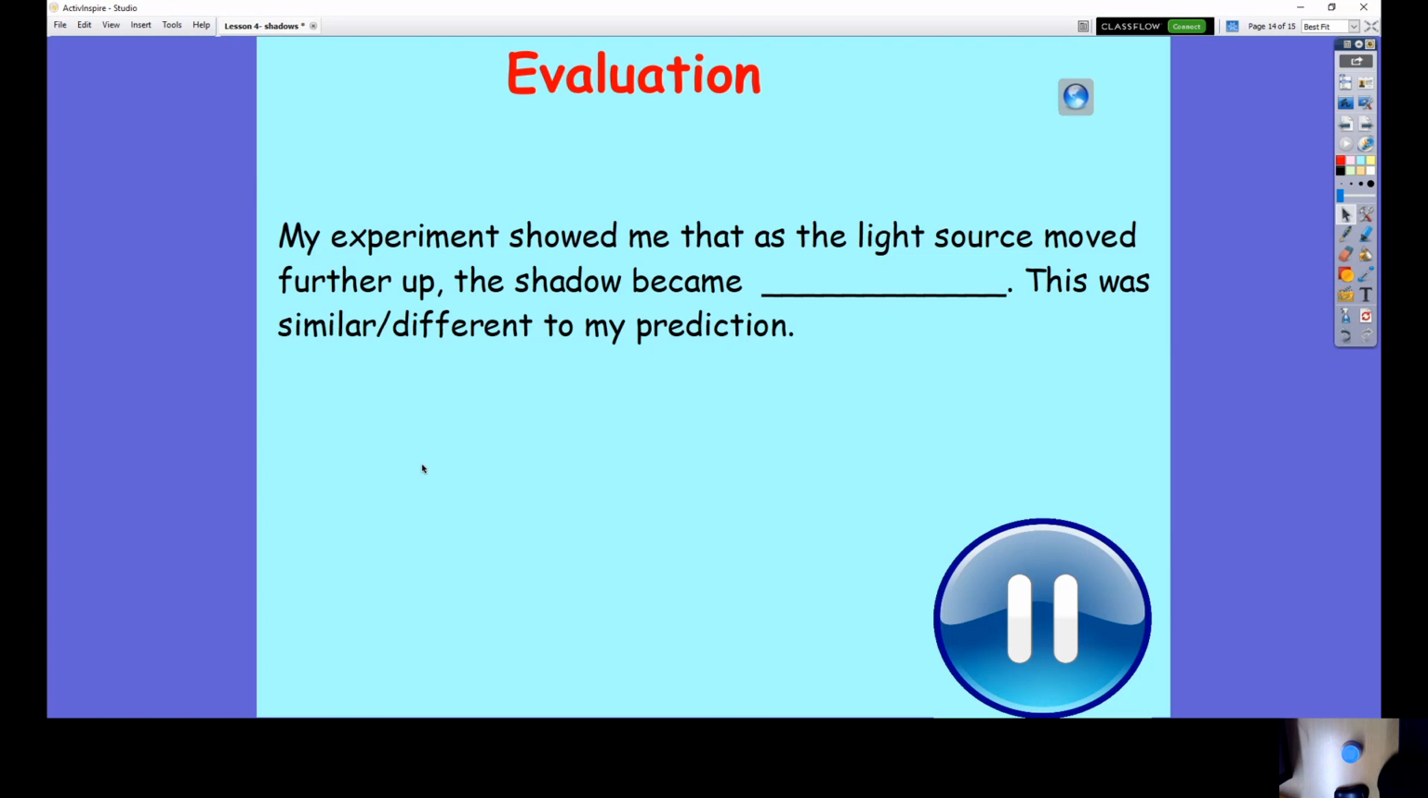I'm just going to read that again. My experiment showed me that as the light source moved further up, the shadow became, this was similar or different to my prediction. Pause the video so that you can complete that.